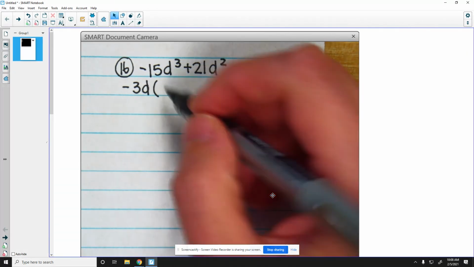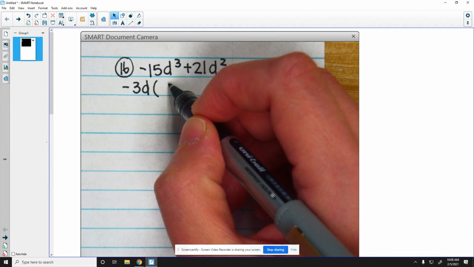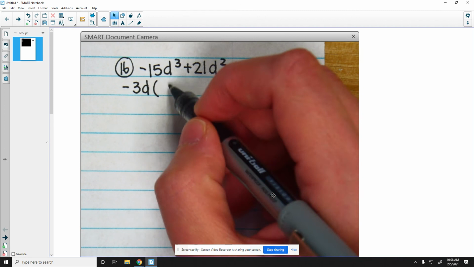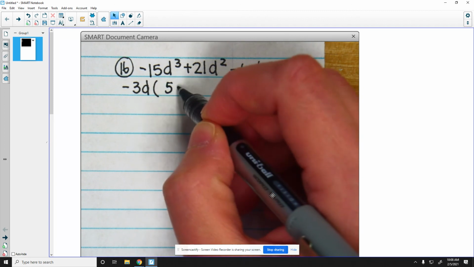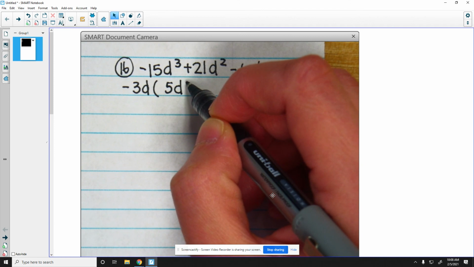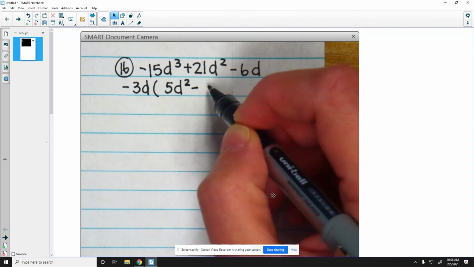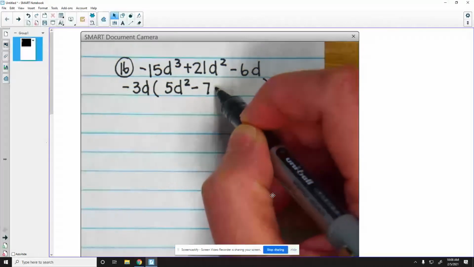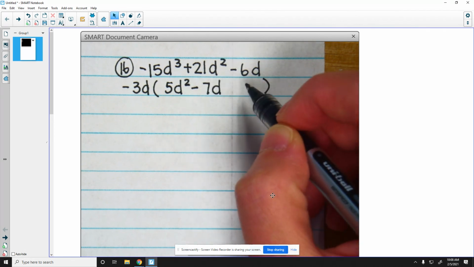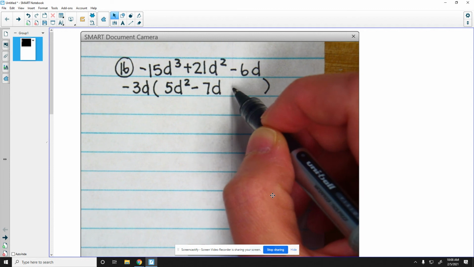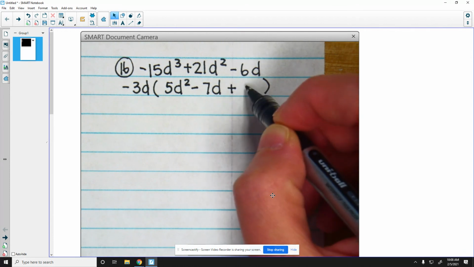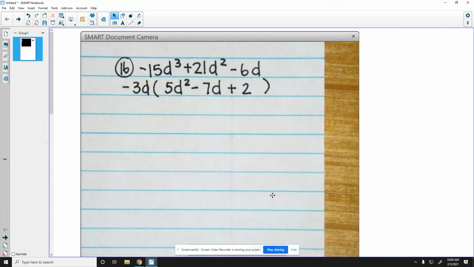Jack, try. Okay, so 5d squared minus 7d plus 2. Look at you. Good job. That one was a lot going on.